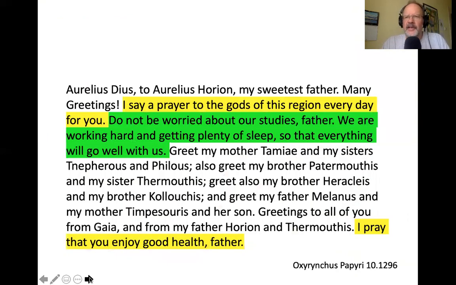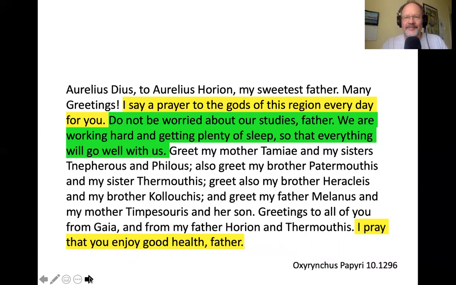So here's an example of an ancient letter. Aurelius Dias to Aurelius Horion, my sweetest father. Now notice how it starts. Aurelius Dias to Aurelius Horion. It doesn't say dear father. It says Aurelius Dias to Aurelius Horion, my sweetest father. Many greetings. I say a prayer to the gods of this region every day for you. Do not be worried about our studies, Father. This is a good one for this class. We are working hard and getting plenty of sleep so that everything will go well with us.